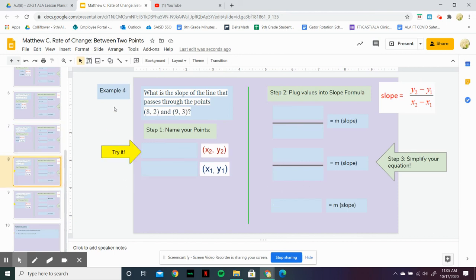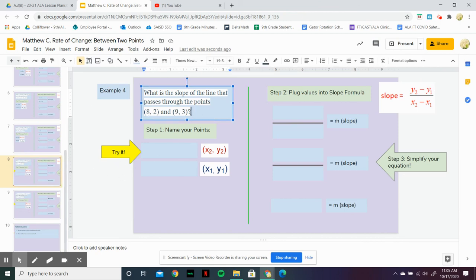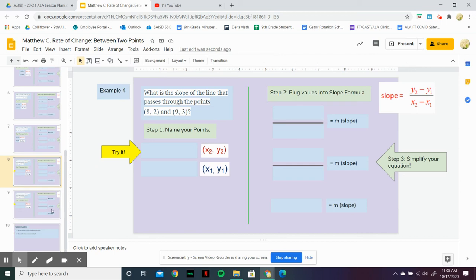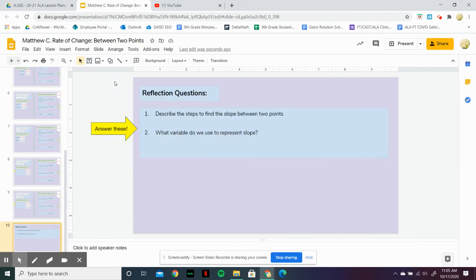Now I want you to try example 4 on your own. Find the slope of the line between these 2 points. Make sure you are naming your points, plugging them in, and simplifying. Then you're going to try example 5 on your own. And once you've completed example 4 and 5, answer these 2 reflection questions. Turn these slides in to Canvas and begin the Delta Math practice activity for slope between 2 points.